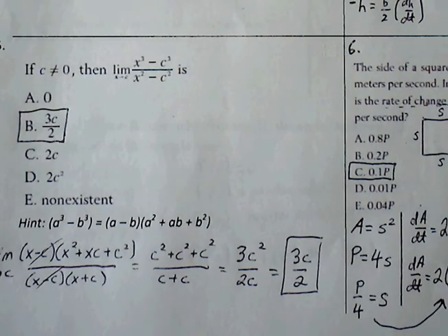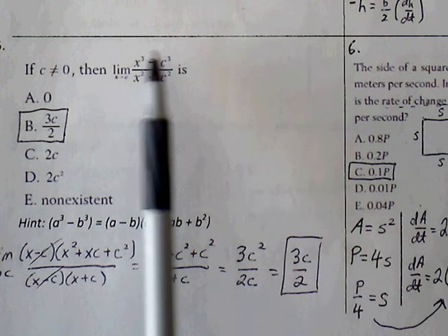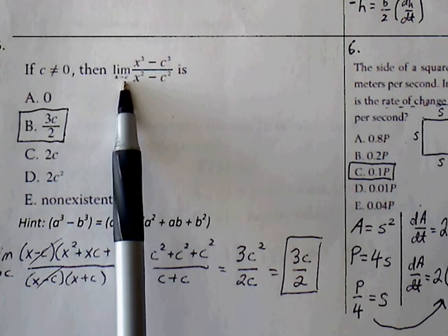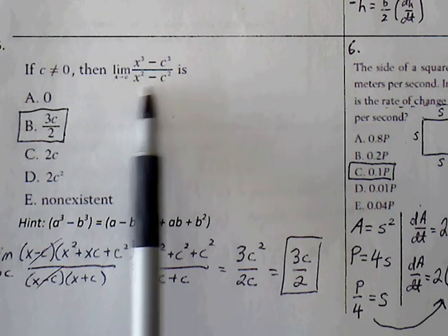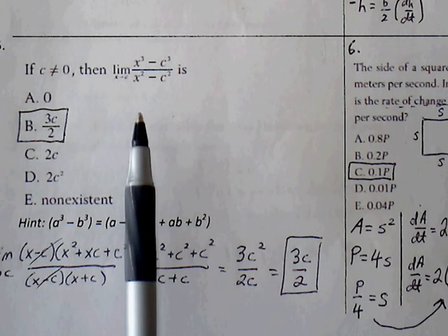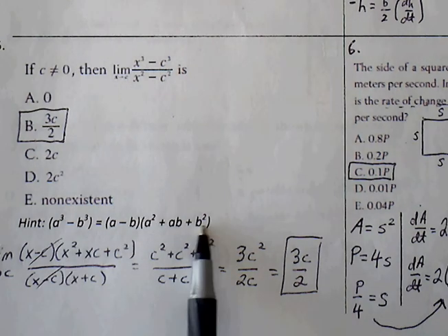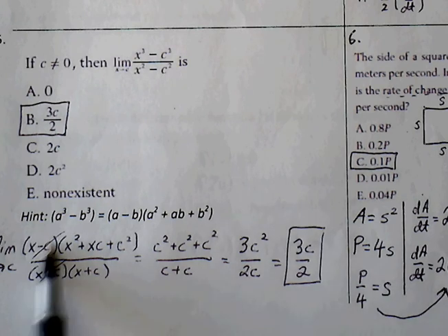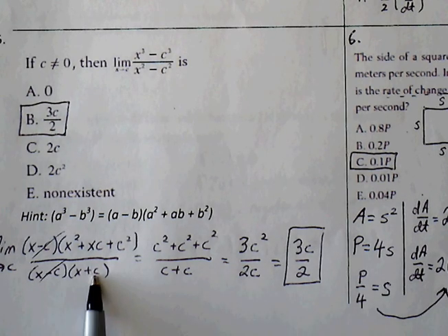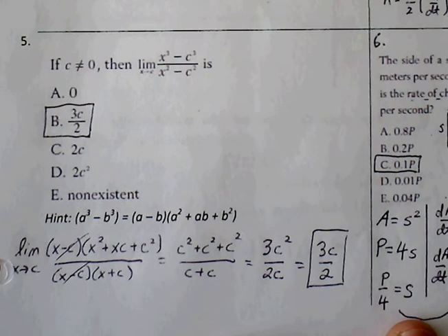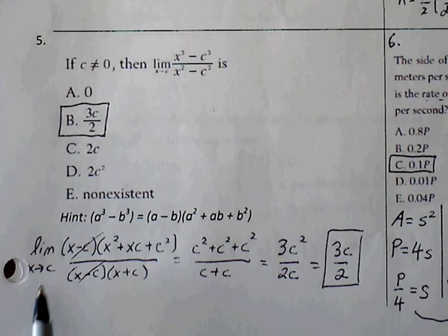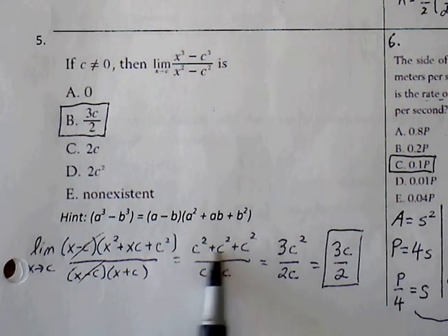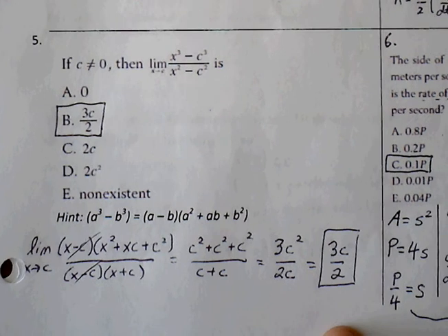Okay, number 5. This is simply a limit problem, but if you try to plug in c for x, you'll get 0 in the denominator, so we're going to have to go through factoring. Okay. Here's a hint here. This is a difference of cubes, so we can apply difference of cubes to the numerator, and then difference of squares to the denominator. That will allow us to cancel out one of the factors, and then we can replace the remaining x's with c's and determine what our limit is.